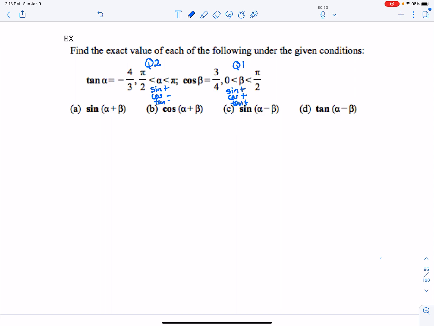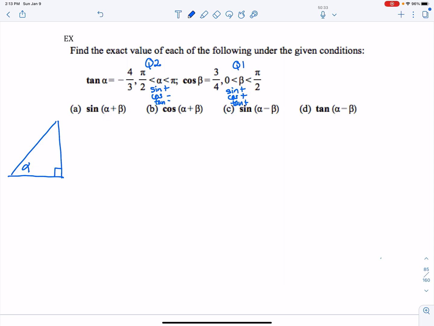A asks us to find sine of alpha plus beta. If we look at the sum formula, we're going to see that we're going to need cosine as well. So the first thing I'm going to do, before I start any of these, is go ahead and draw out two triangles, one of which is going to be alpha and the other one is going to be beta.